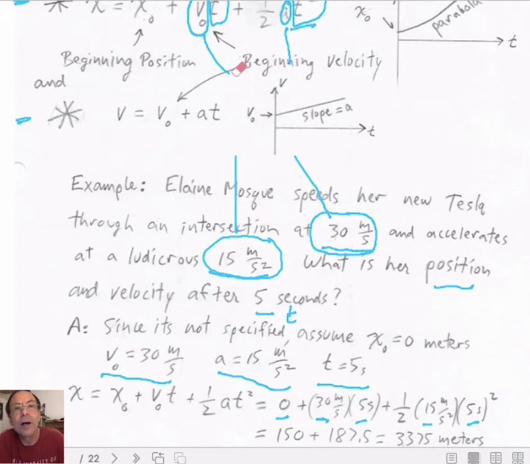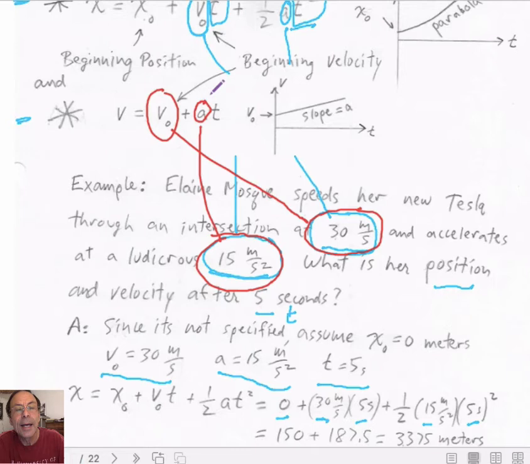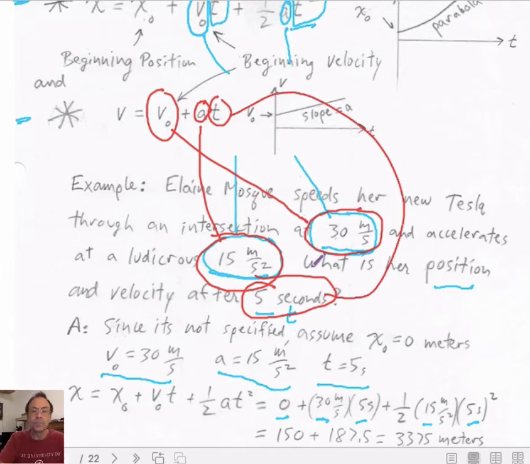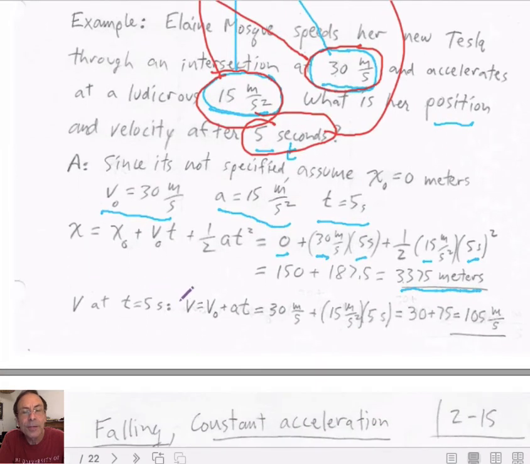Okay, so we have the velocity formula here. V equals V0 plus AT. Now, V0 is the 30 meters per second, right? And the A is the 15 meters per second squared. And the 5 seconds is the T, right? So the T is the 5 seconds. Okay, so you're gonna write these down. And okay, so first step, T is 5 seconds.